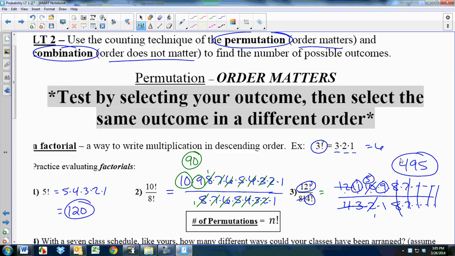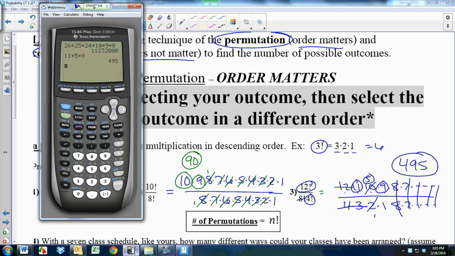Now let's see how to do this in the calculator, because of course we paid $100 for a calculator. It better have this feature. So where is the factorial feature? In the same math menu where you have reduced your fractions, over to the right in the probability menu, you notice there's a factorial in the 4th option. That's the button we're going to use.